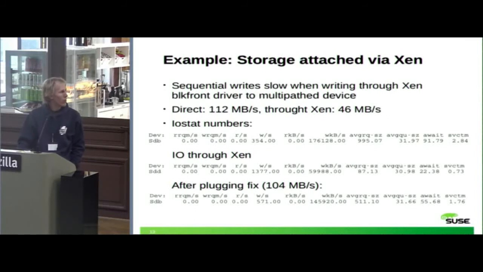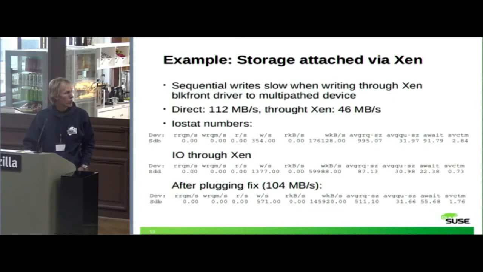So for example, here's one real customer problem. They found out that when they access a storage through Xen block front end driver, and it is kind of important that the device was actually some multipath storage or going over fiber channel, then the throughput is quite bad. It was sequential write, and when you went directly, the storage was doing some 112 megabytes per second. And when going through Xen, it did only 46 megabytes per second. So it was a big difference, and they were wondering why that is.